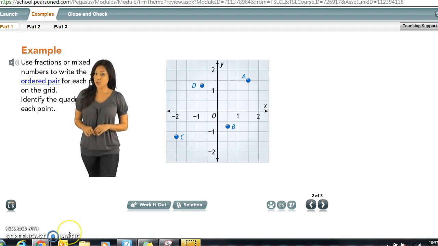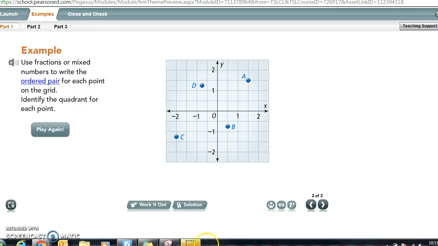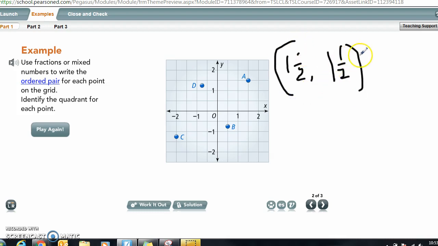You can use what you know about writing ordered pairs of integers to write ordered pairs of other rational numbers on the coordinate plane. So I'm going to go ahead and write, well, point A is over 1 and 1/2. So A is 1 and 1/2 left or right, and then when I go up or down, I know that it'll be 1 and 1/2 up or down. So A is going to be at 1 and 1/2, 1 and 1/2. That is in quadrant 1.